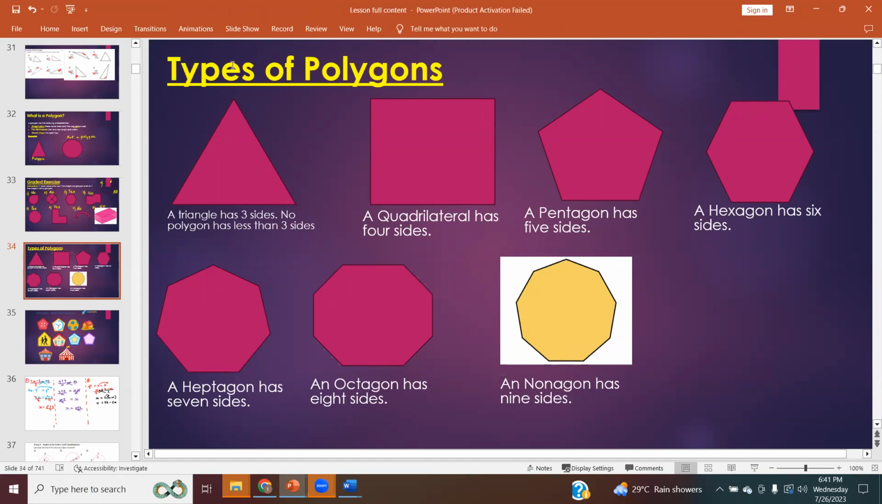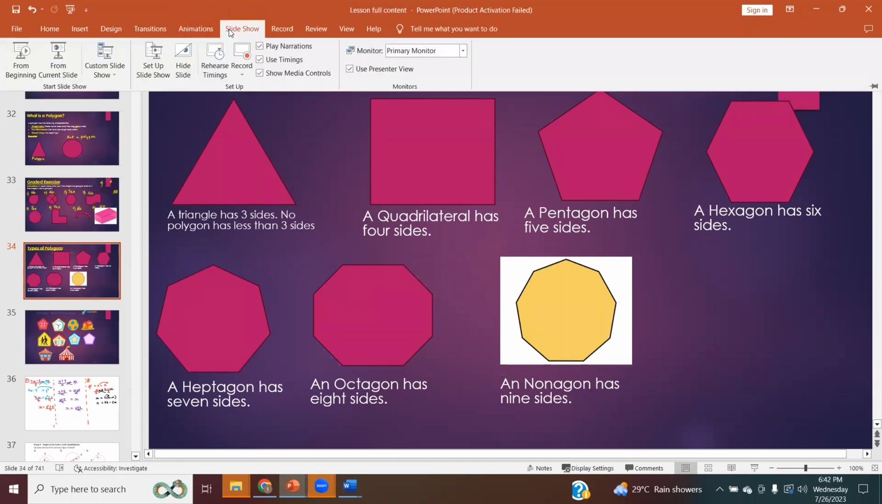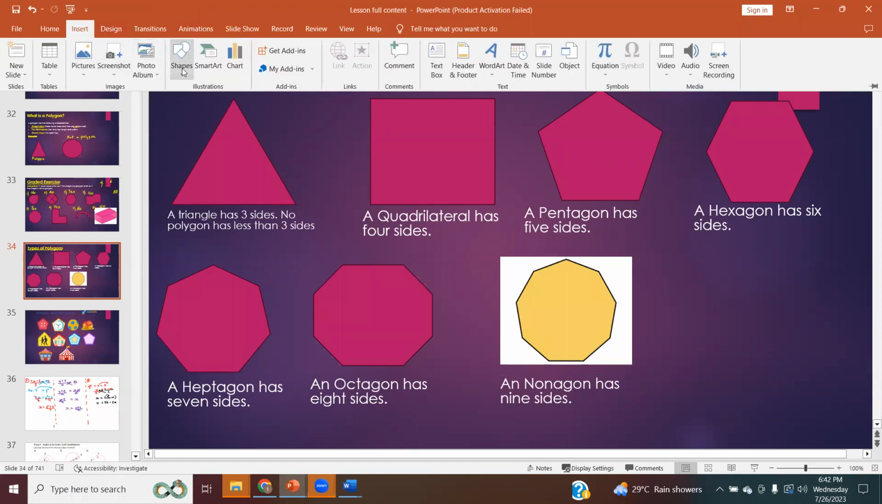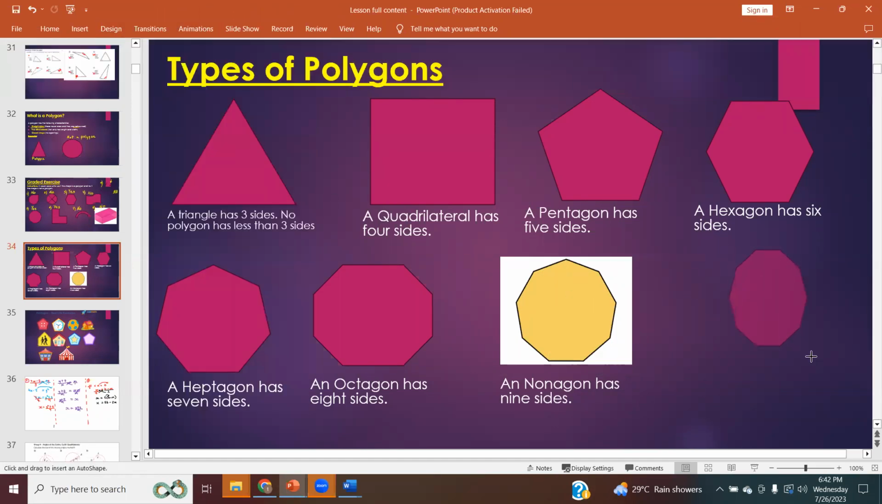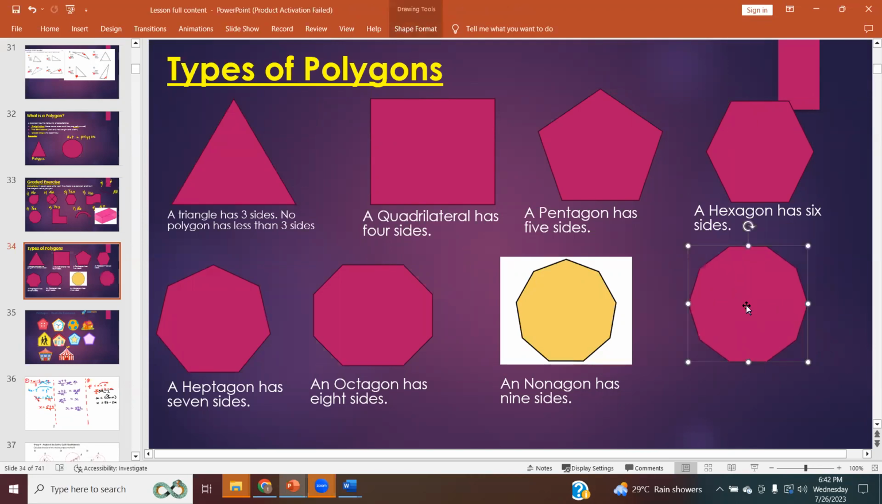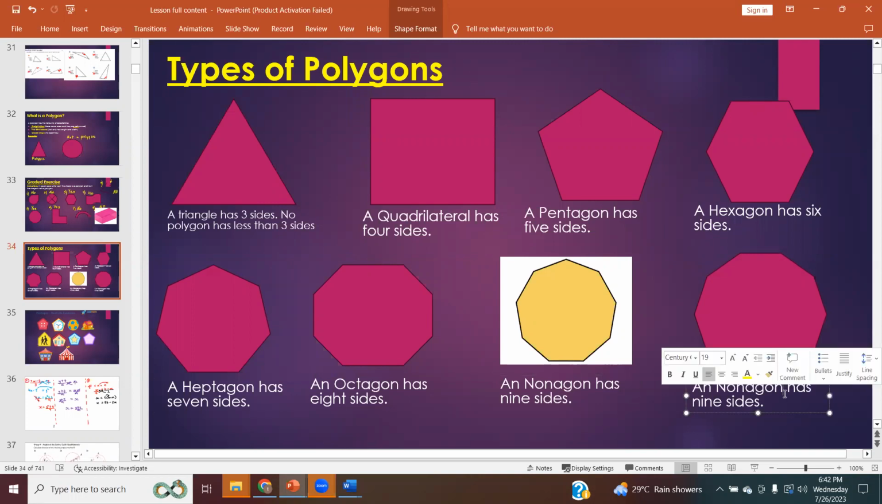And we typically stop at a decagon. But it doesn't stop at decagon. We could have 11 sides, 12 sides, but we're going to stop at decagon. And if you look, the more sides that we put, the more it's becoming to look like a circle. Do you all see that?